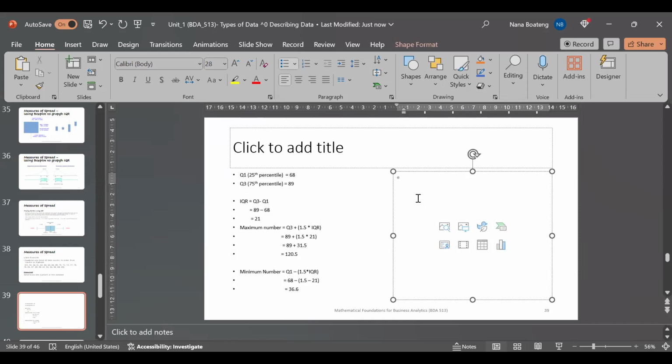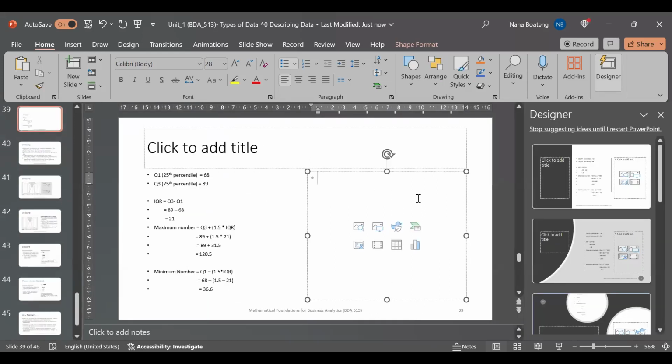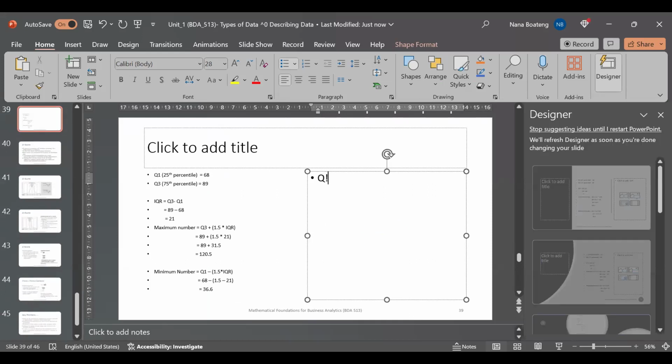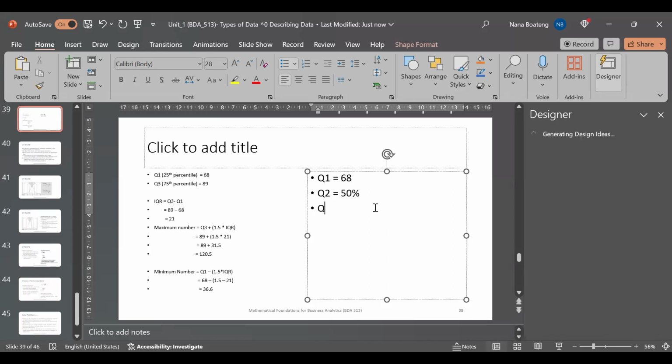So our minimum number, our Q1 is equal to 68. Q2, that's the median, is 50%. So this is the median, okay? And then our Q3. So this 50% will be 50% of the data, okay?